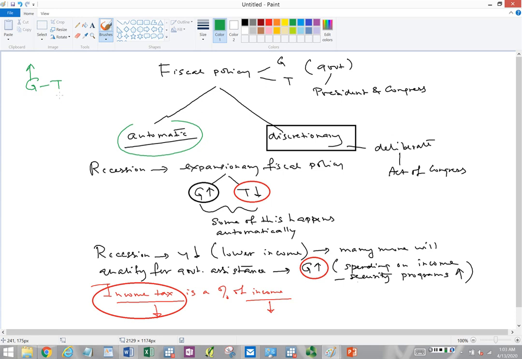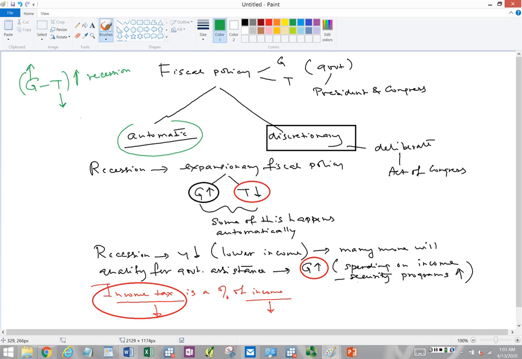Well, I just mentioned that the prime source of taxes is income taxes. And with people's income shrinking in a recession, income taxes are going to go down. Correct? So what happens to G minus T then? G going up causes G minus T to go up. T going down also causes G minus T to go up. Right? So in a recession, we expect the budget deficit to go up.